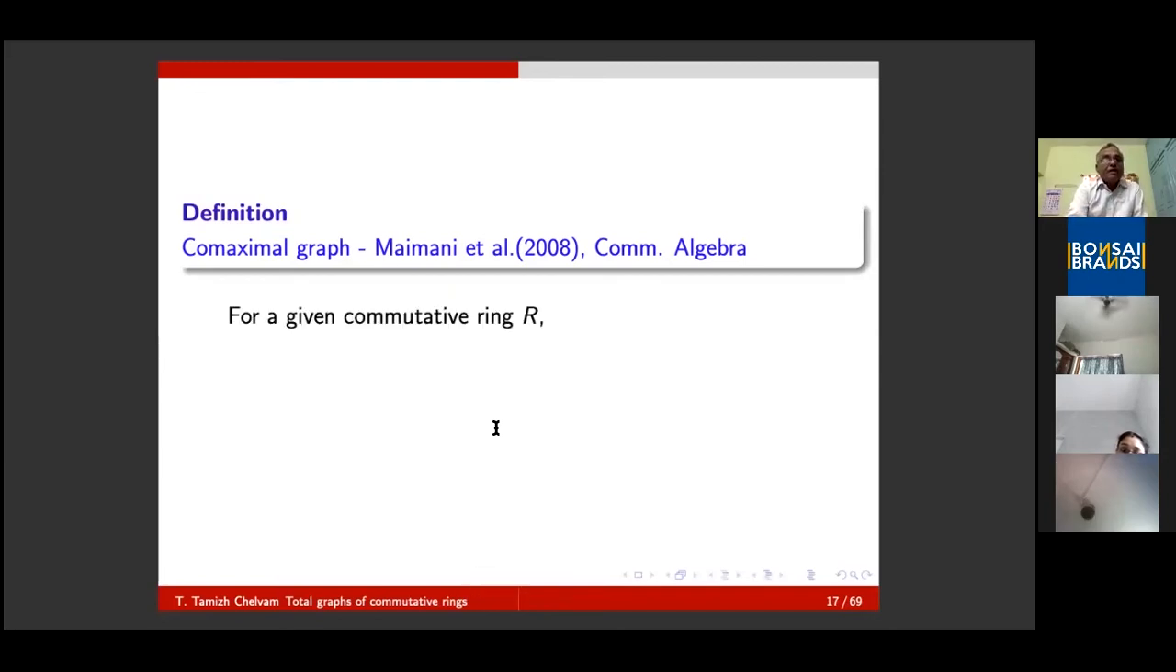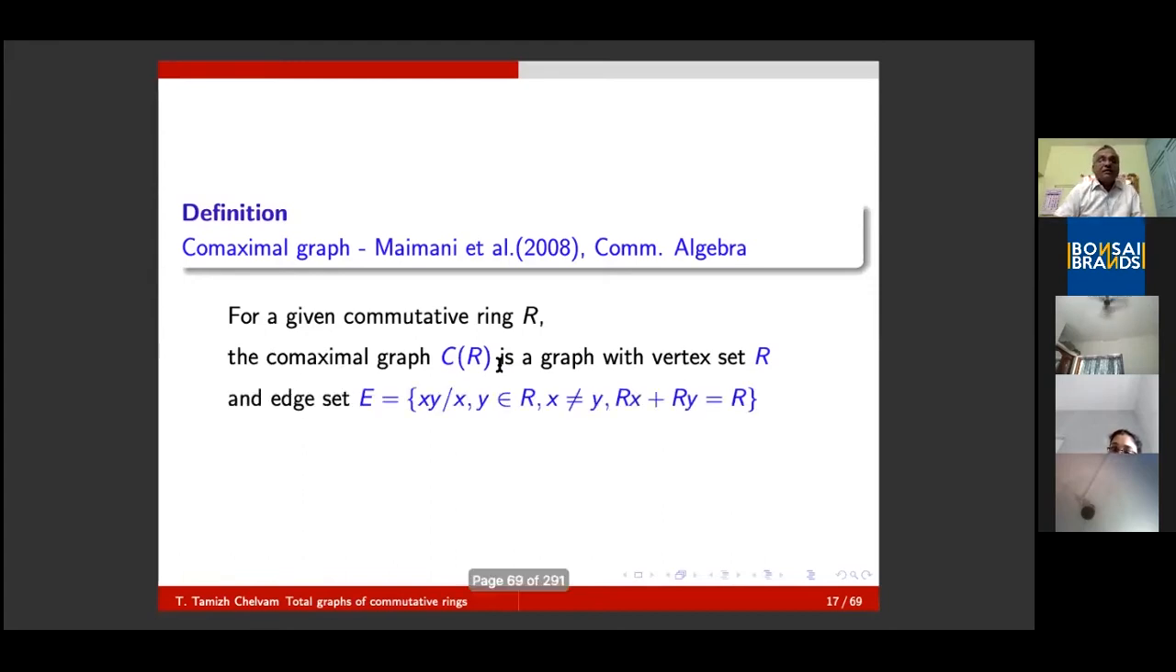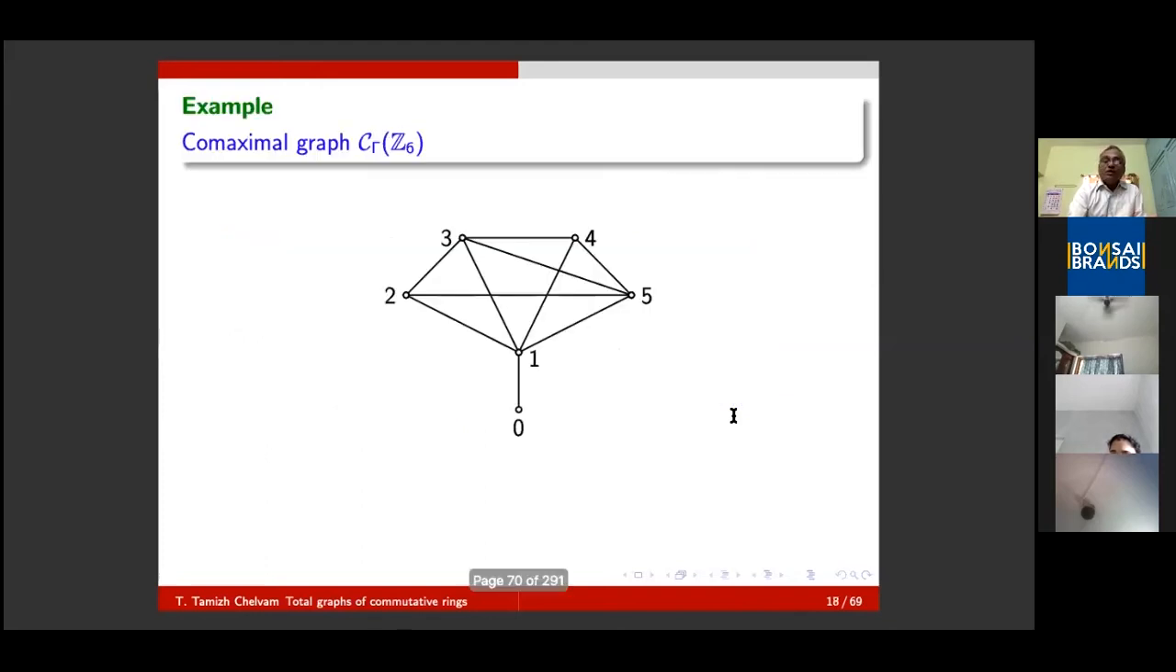In the year 2008, Maimani et al., in Communications in Algebra, defined a graph called the comaximal graph. For a commutative ring R, the comaximal graph is denoted by C of R, and the unit graph is G of R. This is a graph with vertex set R, and X and Y are adjacent provided X and Y are distinct and Rx plus Ry equals R. Algebraically, Rx is the ideal generated by X in R, and Ry is the ideal generated by Y in R. If you sum these two ideals, it should give you R. In the unit graph, X plus Y is a unit. Here, Rx plus Ry equals R.